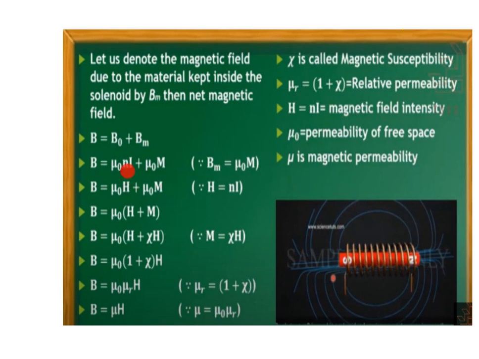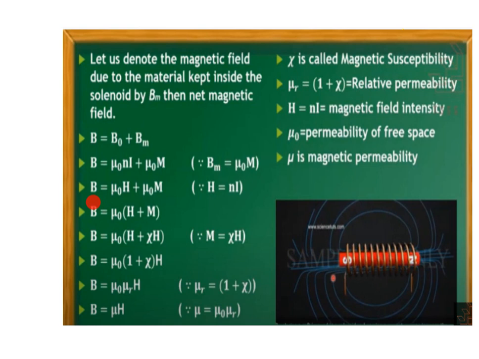Also here N into I is nothing but H. What is H? H is the magnetic field intensity. So we can define the magnetic field intensity, that is H, is equal to N into I. That means magnetic field intensity is proportional to the number of turns and the current I. Okay. So here the mu naught H plus mu naught M.